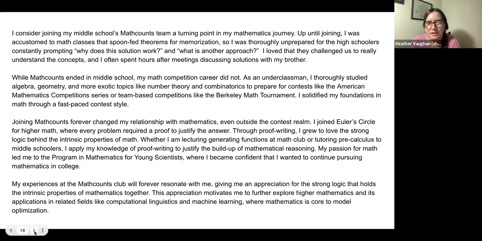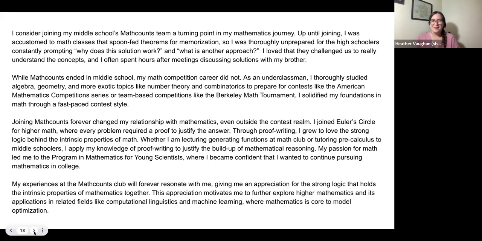My experiences at the MATHCOUNTS Club will forever resonate with me, giving me an appreciation for the strong logic that holds the intrinsic properties of mathematics together. This appreciation motivates me to further explore higher mathematics and its applications in related fields like computational linguistics and machine learning, where mathematics is core to model optimization.